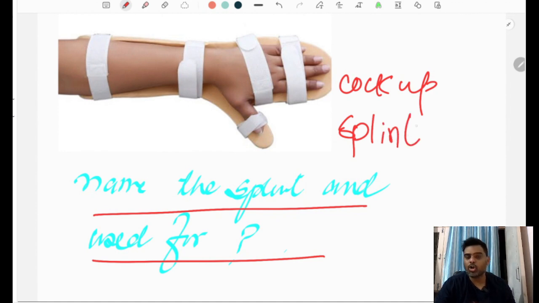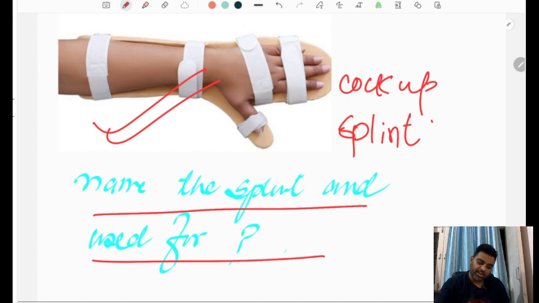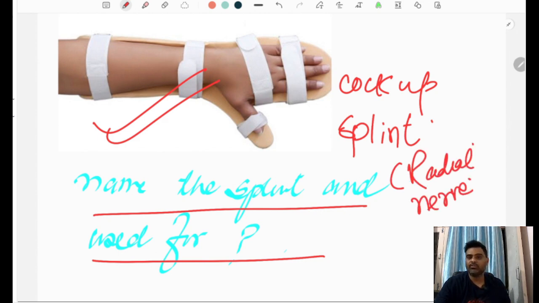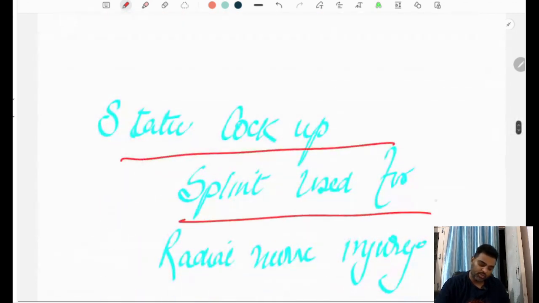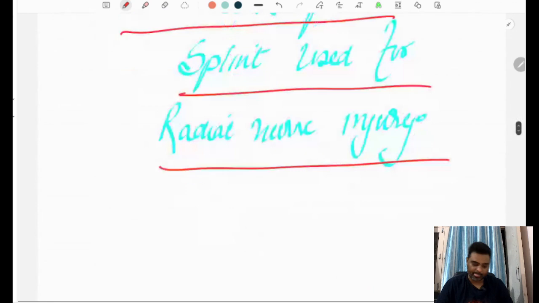It is also a cock-up splint, but this is not dynamic. You cannot release it or contract it. So this is a normal cock-up splint. It is also used for the radial nerve. Okay, so this static cock-up splint is used for radial nerve injury.